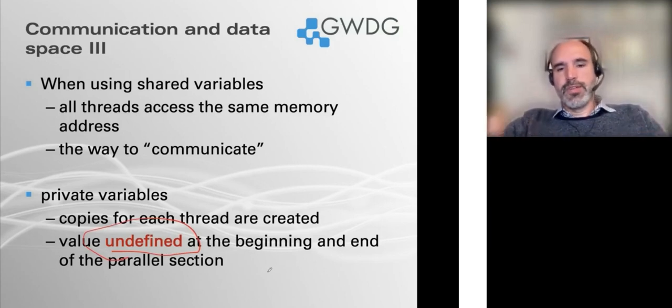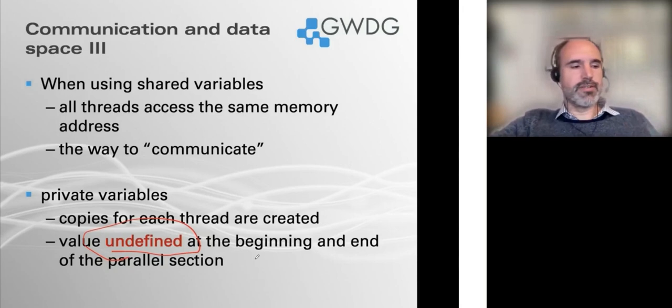But if you have a private variable, which is created at the beginning of a parallel region, it is mostly undefined at the beginning and end of the parallel section. So you declare a variable as private, and then you get memory allocation for this variable, but the status of the value is undefined.